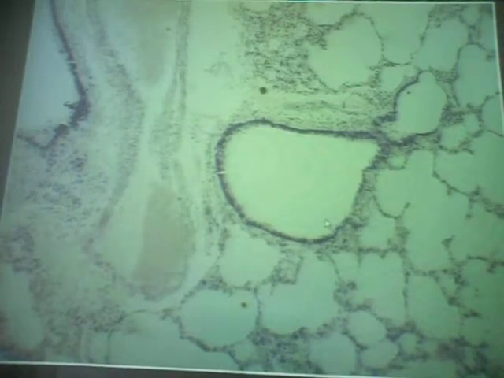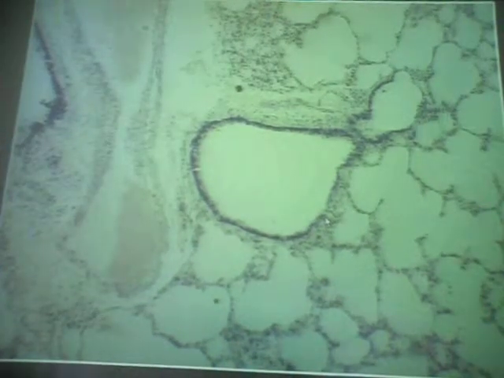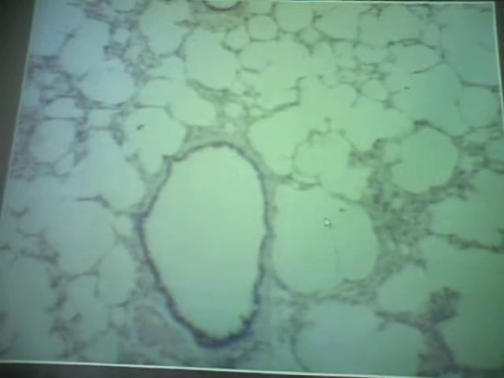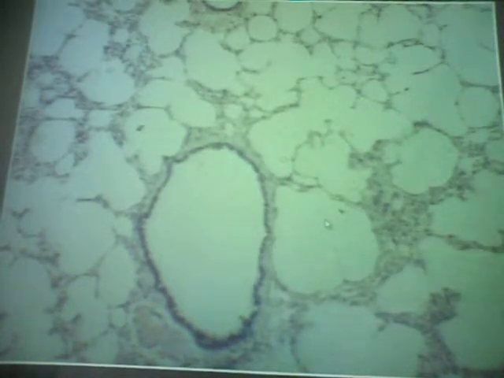Did you show us a normal bronchiole? Show you what? Bronchiole? Well, a bronchiole, you can find one here. Which that would be? Yeah, right here, you could have a bronchiole.